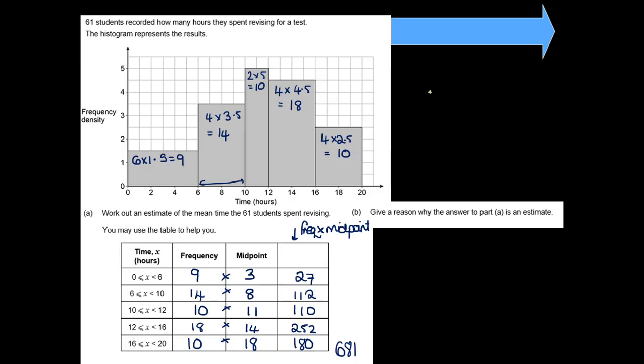So our mean is, we've added them all up, which is 681. And then we divide by how many there are. It's not 5 because there's 5 groups. Have a look in the question. There were 61 students. So I'm going to do 681 divided by 61, and that will give me 11.2. So the average is 11.2.